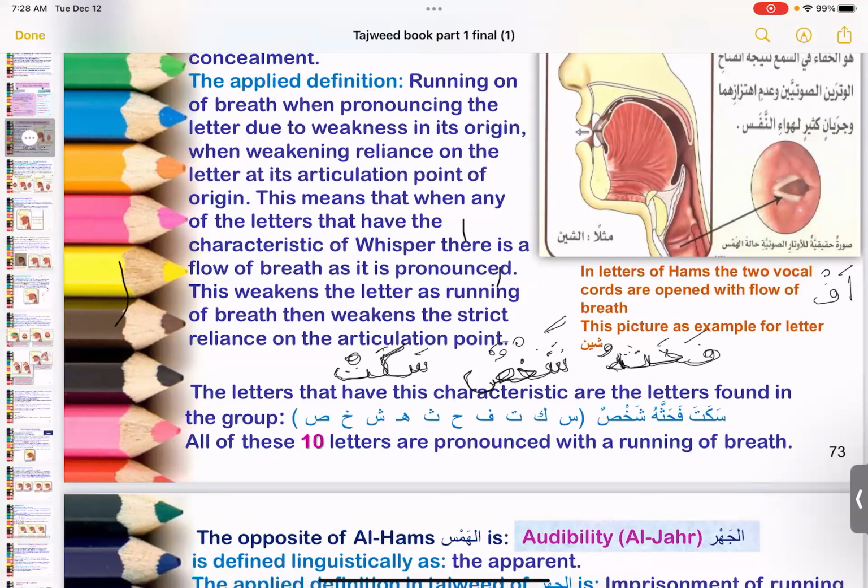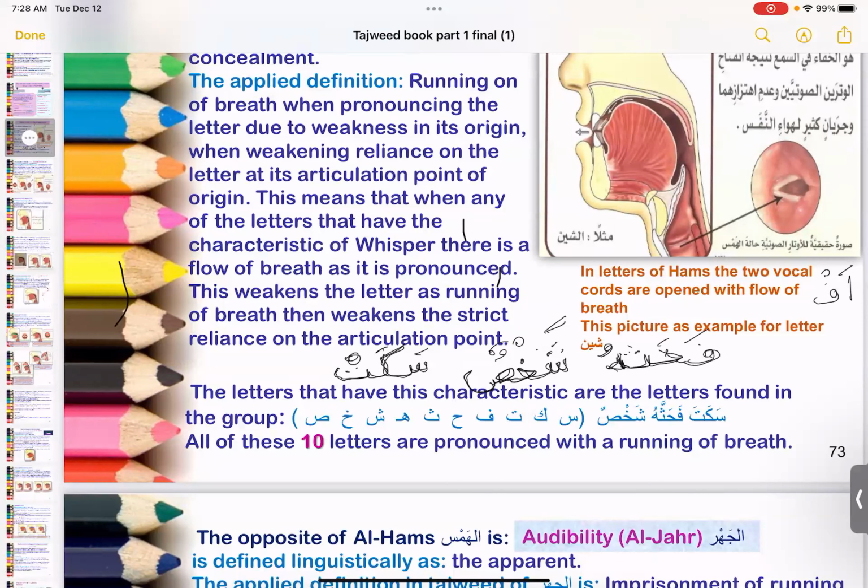This means that when any letter has the characteristic of Hams, there is always going to be a flow of breath as it is pronounced. This flowing of breath weakens the character of the letter, so Hams is considered a weak characteristic. The running of breath weakens the strict reliance on its articulation point.